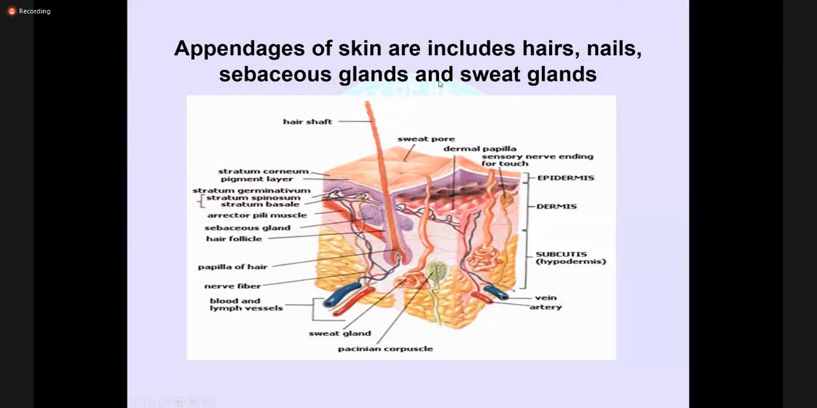The appendages of the skin include hair, nails, sebaceous glands, and the sweat glands. Now, again, look at this picture. This portion is for the epidermis, and this is all forming the dermis, right? And the lowermost part of the dermis is also named as hypodermis. And usually they are included in only one structure, that is the dermis.